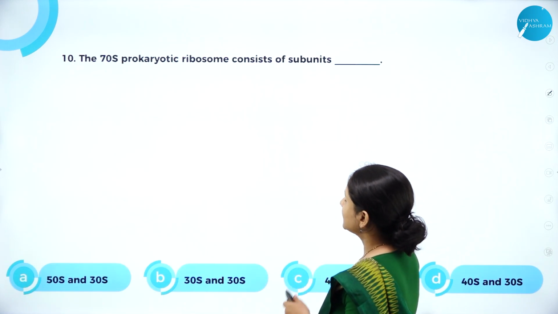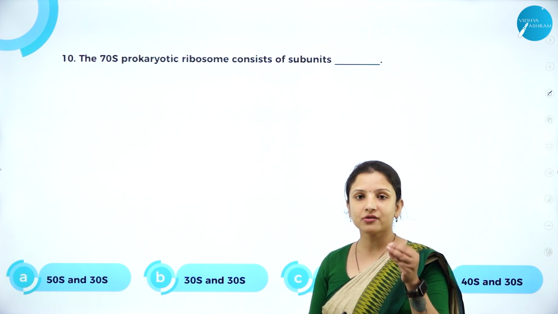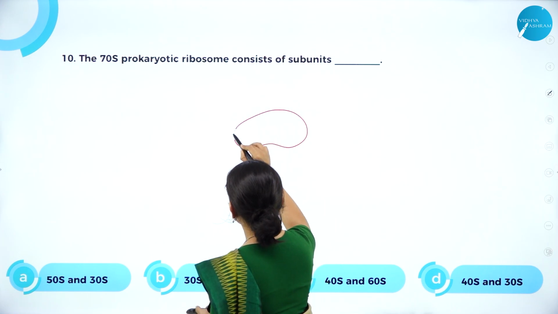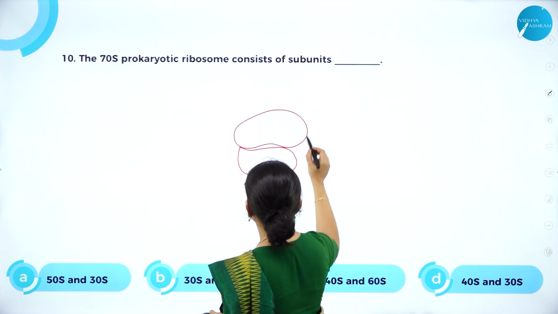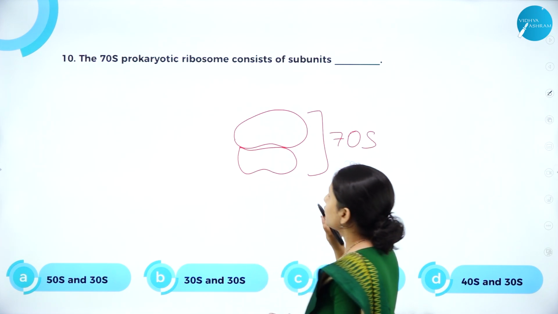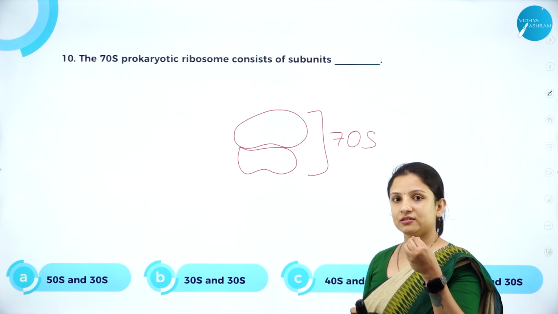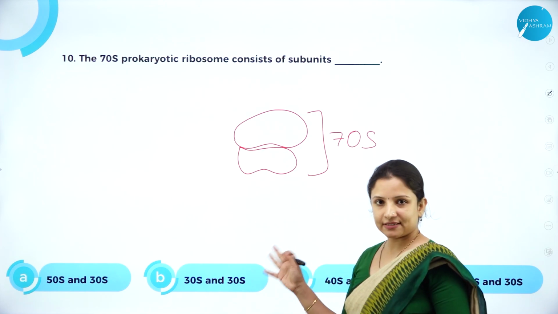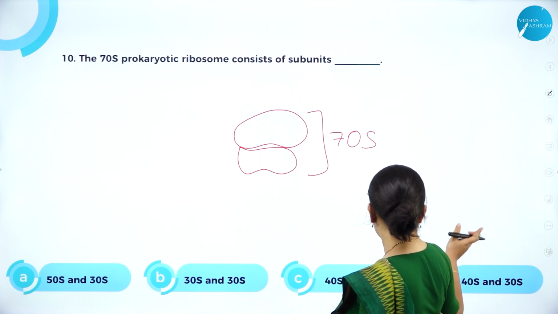Next question: the 70S prokaryotic ribosome consists of. We all know that ribosomes are made up of two subunits, one larger and the other smaller. Together they make up 70S. So prokaryotes have a 70S ribosome, which has two subunits. What are those subunits? Is it 50S and 30S, 30S and 30S, 40 and 60, or 40 and 30?